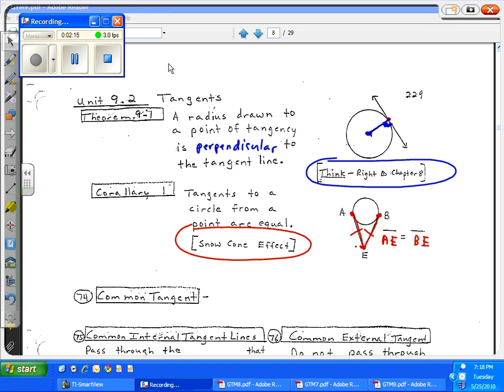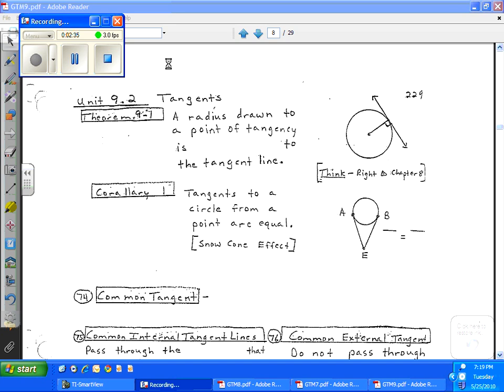so a radius drawn to a point of tangency is perpendicular to the tangent line at that point of tangency. Tangents to a circle from a point outside are equal. Now we can say these in a few seconds and forget them in a few seconds, but we have to remember these forever. So don't forget to study these on purpose so that you remember them long term.